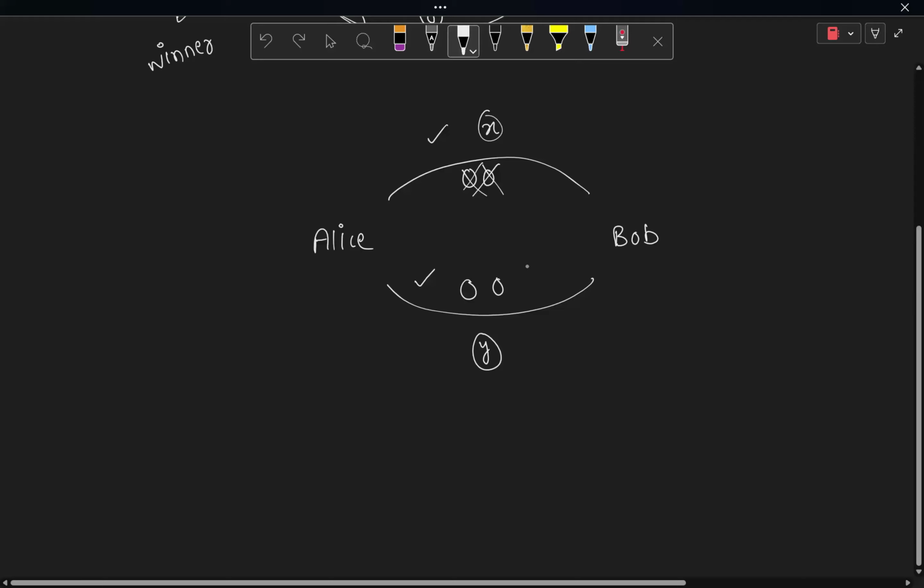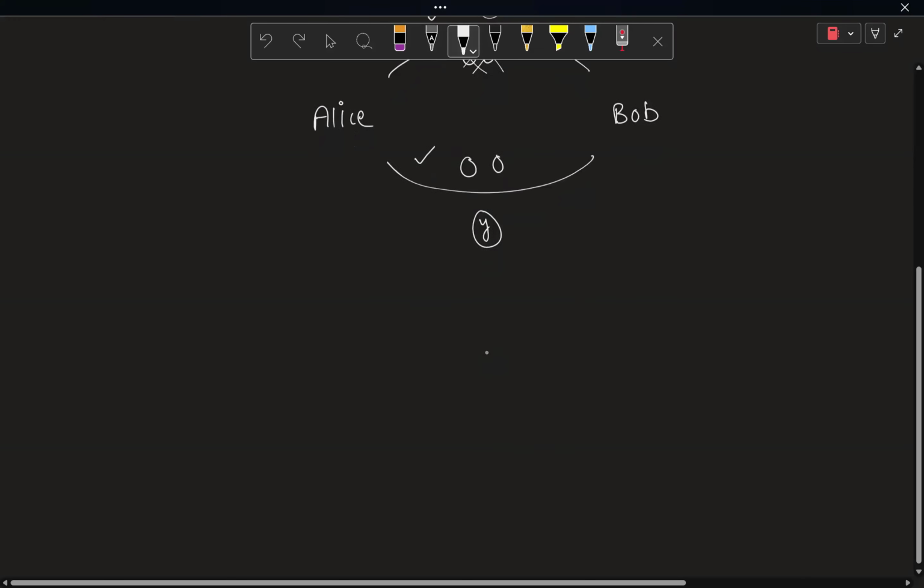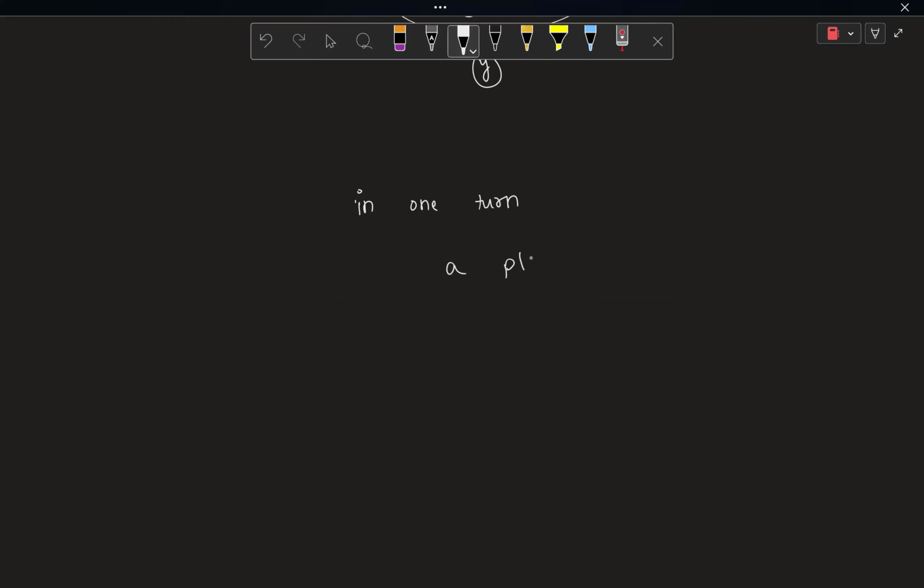Okay, one more thing I want to discuss before that is just notice one part. Let's see what happens in one turn. A player will pick up a flower. It doesn't matter from where it picks it; the only thing that matters is that it is picking up a flower. There were a total of x plus y flowers, and as soon as it becomes zero, the game ends.